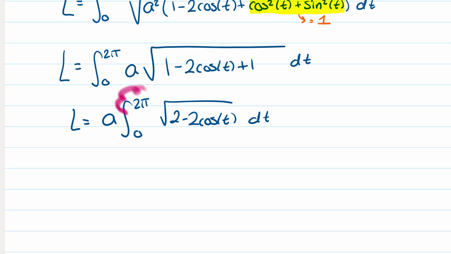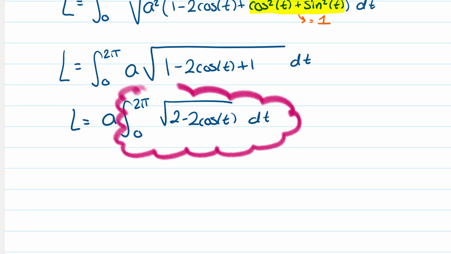And then what you're going to want to do is plug this part of the equation into the calculator, and you end up getting 8. So then we get L is equal to 8a. So if we know what a is, we can actually find the length of each arc just by using this little formula.